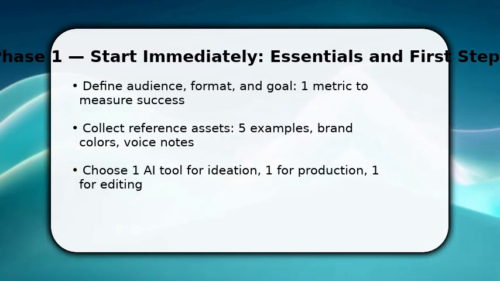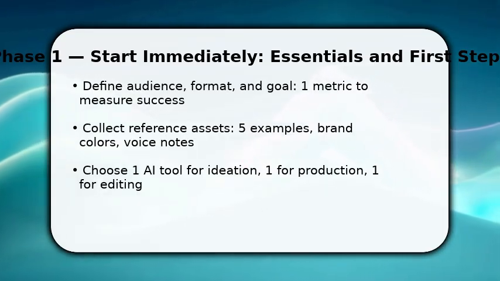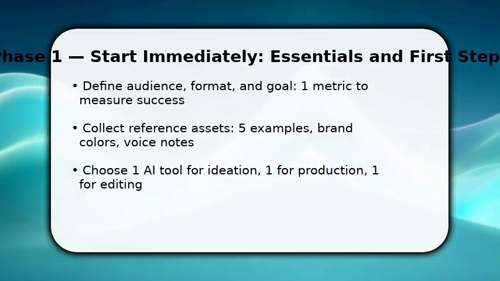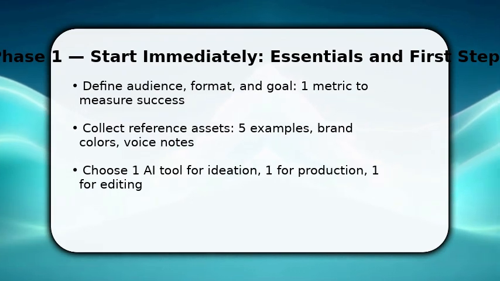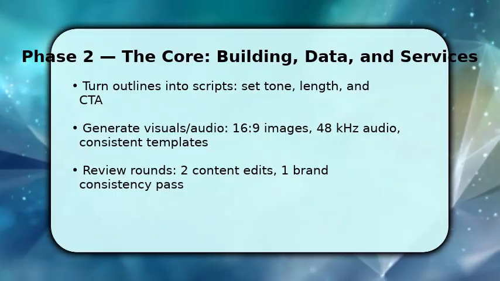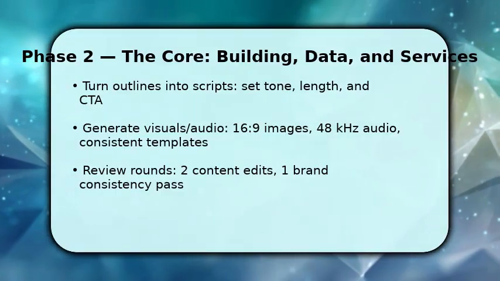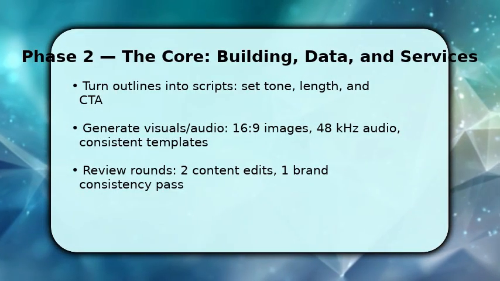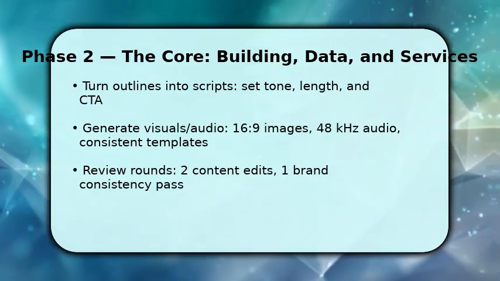Start a simple project. Prompt for 10 topic ideas, pick 3. Then instruct the AI to expand each into a 100-200 word outline. This gets you moving quickly. Now convert outlines into full scripts, specifying tone, length, and a clear call to action. This helps the AI match your voice.